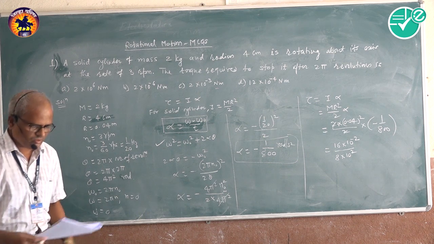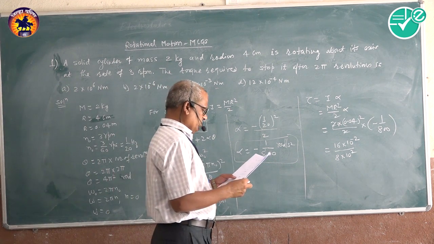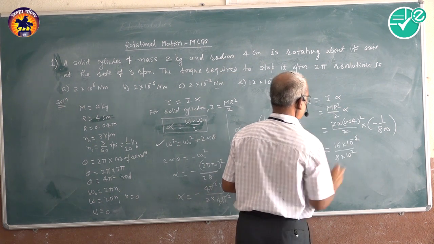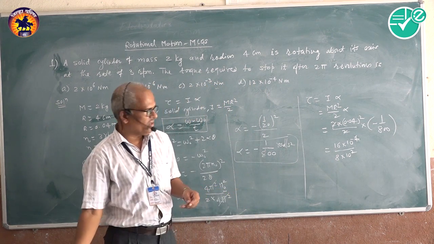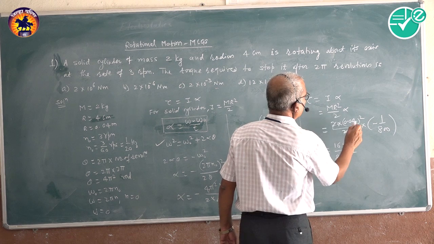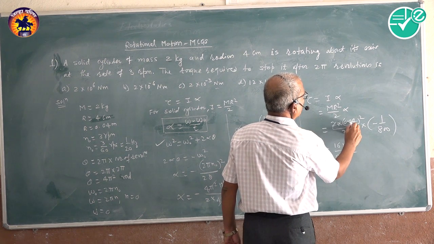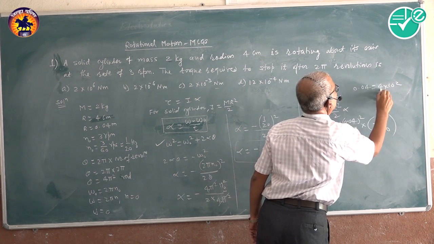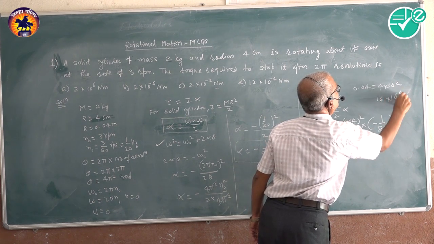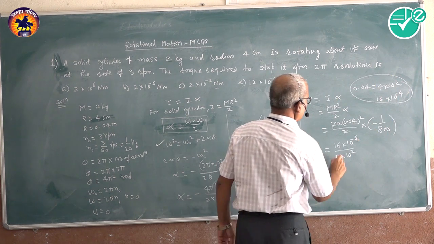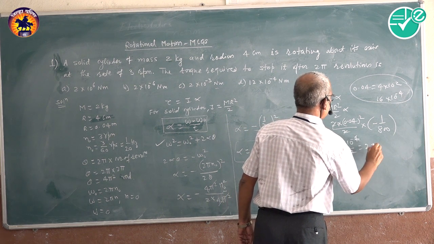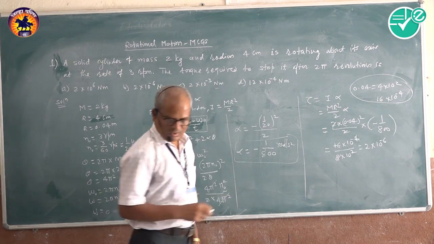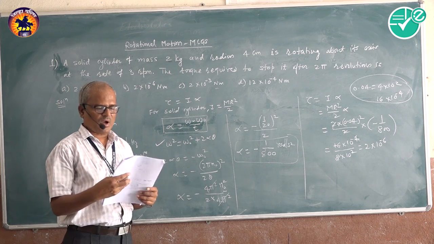Let me simplify this. Very simply, one can write that 0.04 is equal to 4 into 10 raised to minus 2. The square of this is 16 into 10 raised to minus 4, and 8 twos are 16. So the result is 2 into 10 raised to minus 6. That is the answer, 2 into 10 raised to minus 6.